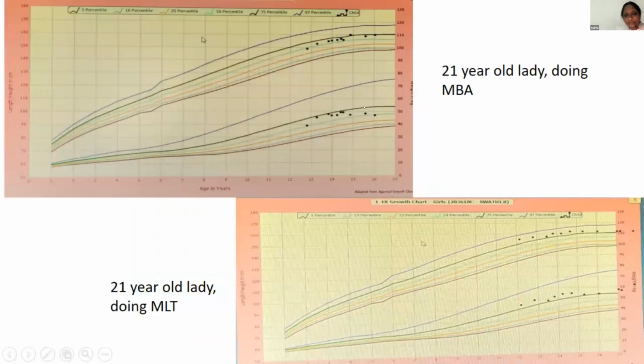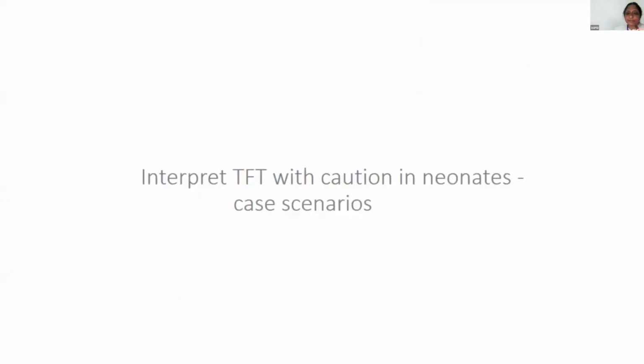And these are two of our very old ones, one of the first few, both 21 years old, just to show their final height. One is doing an MBA and the other is doing a medical lab technician course. Not all are success stories. We also have children who are not doing well.